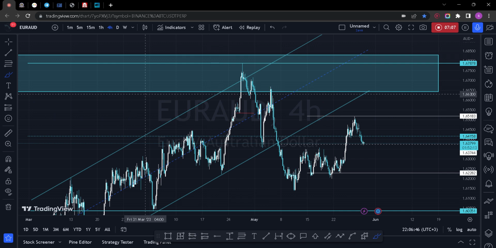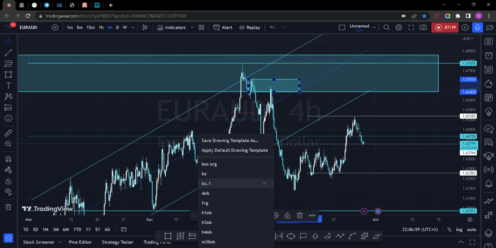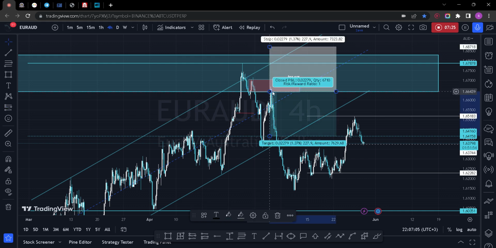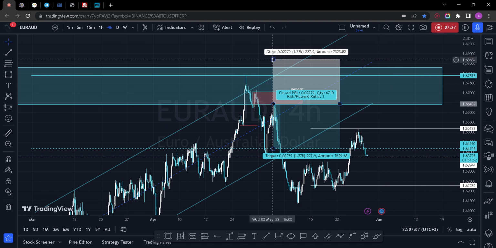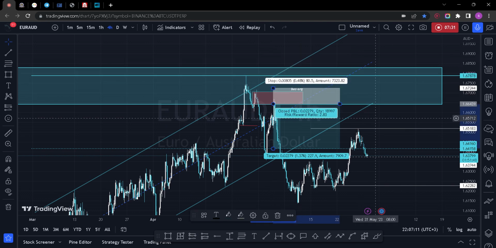So in the ideal scenario, after this break of structure right here, the origin would have been this 4-hour order block for me, right here. So I would have placed a limit order over there and my stop slightly above the order block.